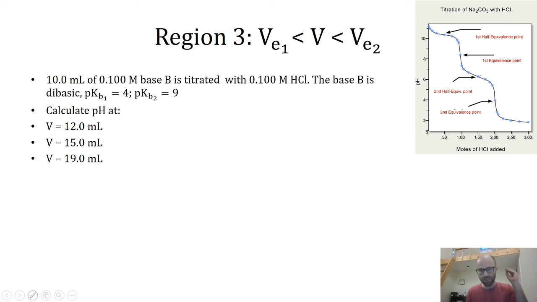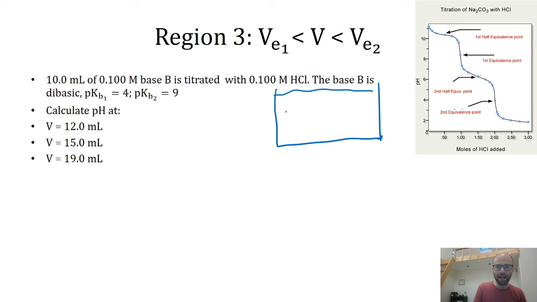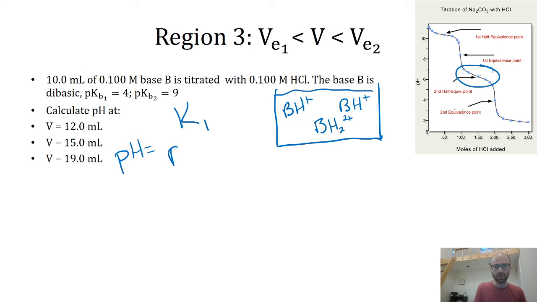So moving on into region 3, what is going on? Well, we did have 100% conversion into BH plus, and we keep adding acid, so now there's some BH plus, and we're starting to build up some BH2 2 plus. Well, that's another buffer system. We're right here, in a new buffer region, except now this buffer region is governed by K1. So pH equals pK1 plus log of BH plus over BH2 2 plus.